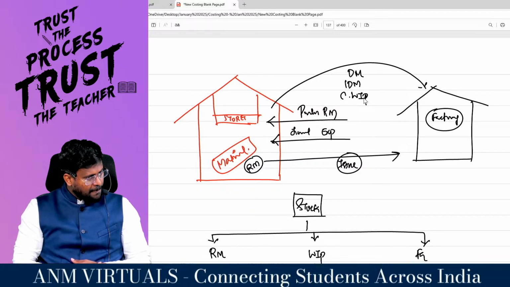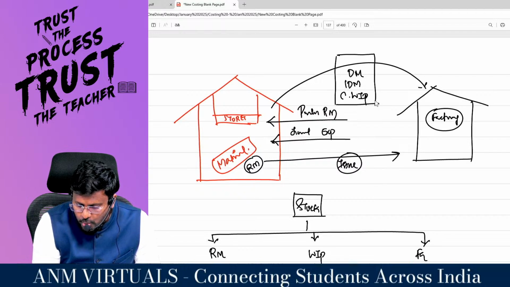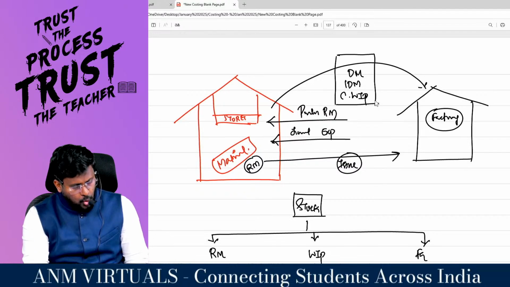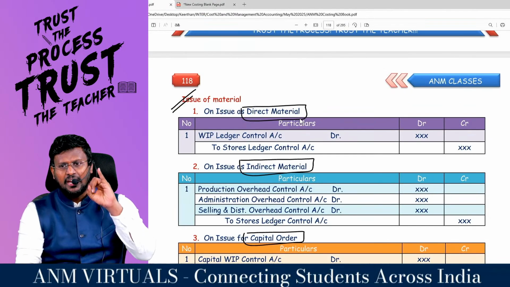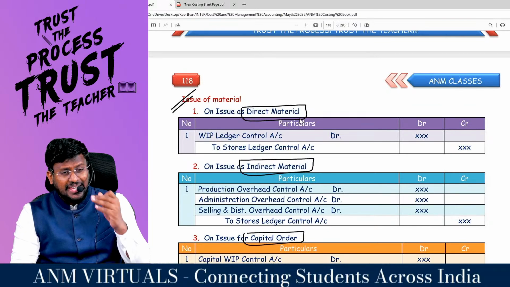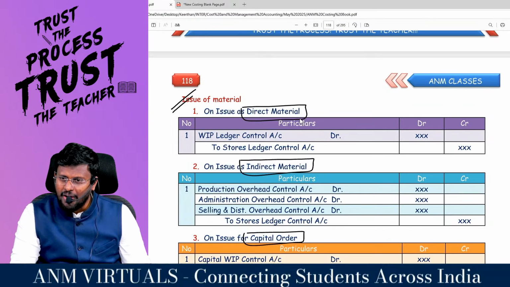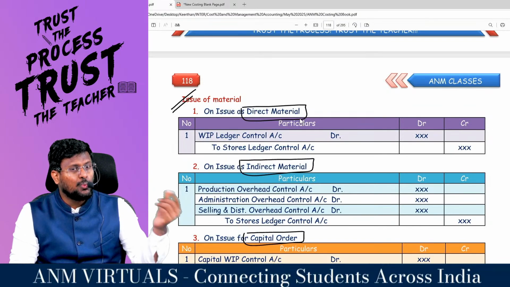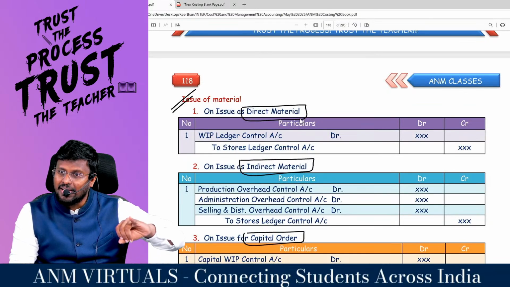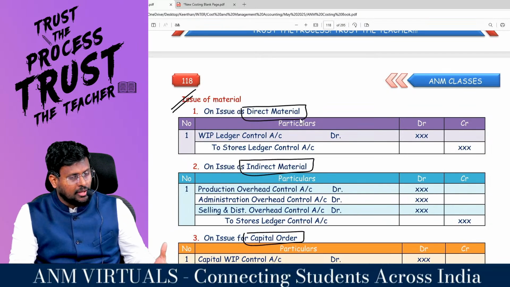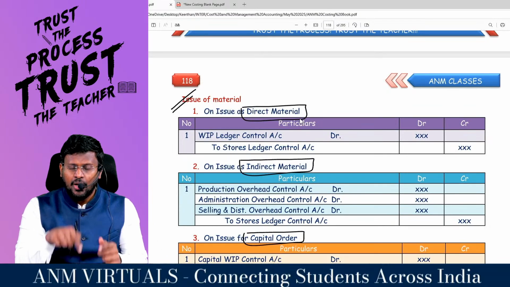So three types of material can be issued from stores to the factory. It can be direct material, indirect material, or capital WIP. Capital WIP means you already have a factory and you are constructing one extra room. For that extra room, that room needs cement, iron rod, and some material which is the material you are keeping in the stores.